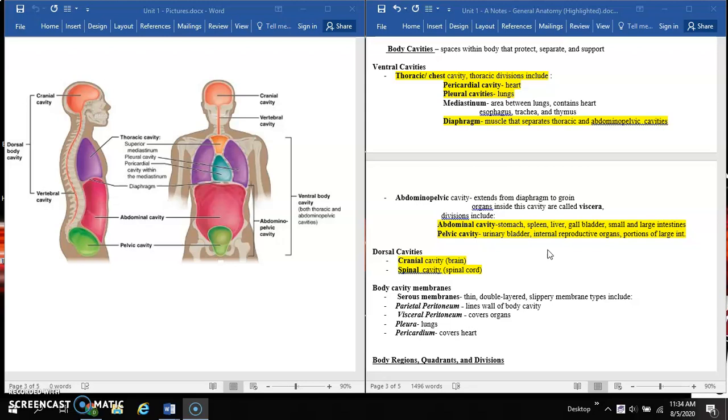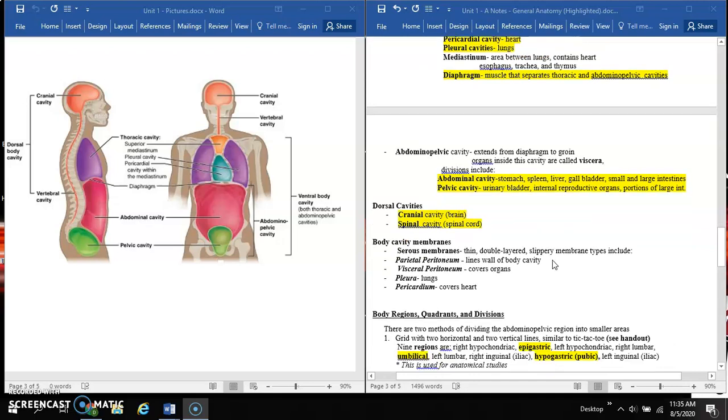When you see the word pericardium, that's one of the coverings for the heart. And you'll see different references to these coverings as we look at the different organ systems, and almost all the different organs are going to have some type of covering.